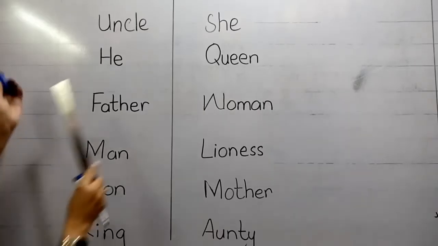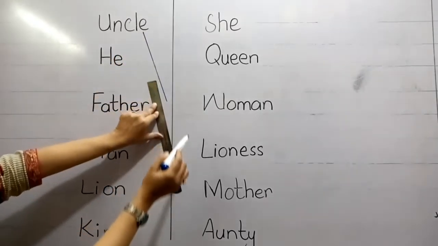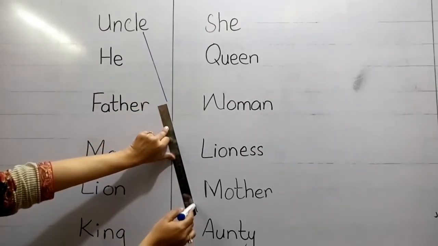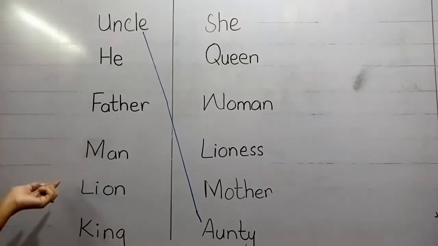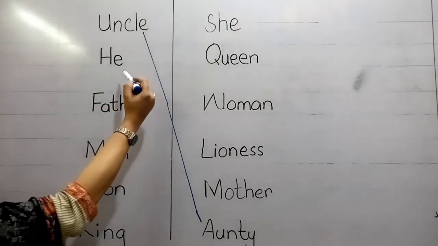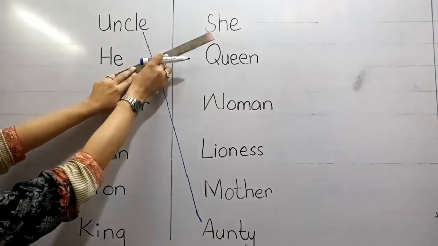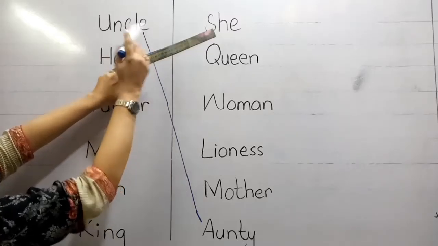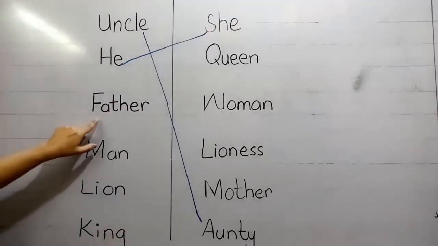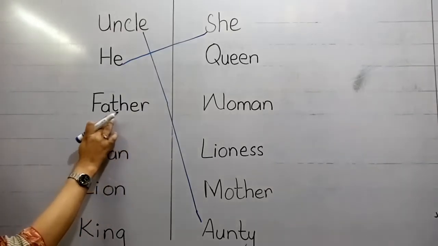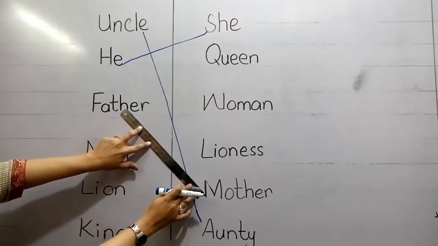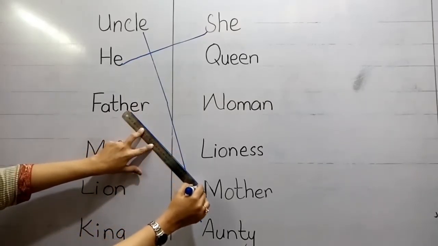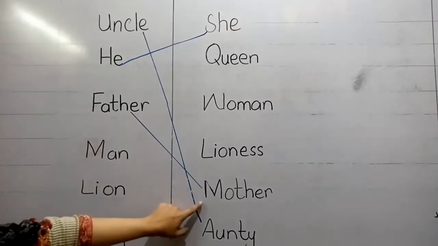Yes, match the gender, uncle and auntie, which is feminine. Next is he. We have learned he. We use he for a boy, and the opposite gender is she. So join he and she. Here is father. The opposite gender of father is mother. Match father and mother.